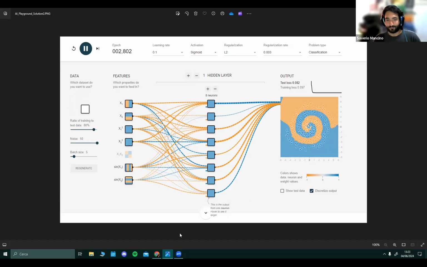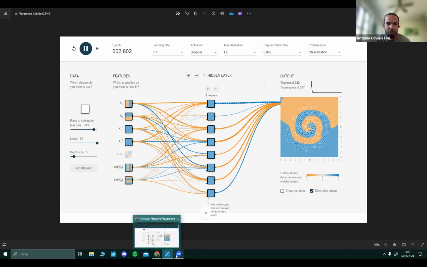Nice. Okay, maybe we can just see one more case, one more person who would like to share their experiments. Thanks a lot for sharing, Silverio. No problem. Anyone else?